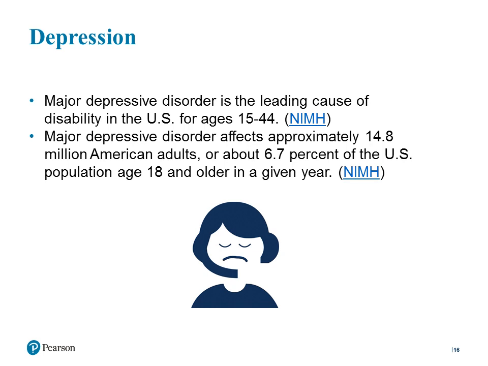Some information about depression. You probably know that major depressive disorder is the leading cause of disability in the U.S. for those ages 15 to 44. But major depression can develop at any age. The median age for onset is 32, but it affects approximately 14.8 million American adults, 6.7% of the U.S. population age 18 or older in any given year, and it's more prevalent in women than in men.